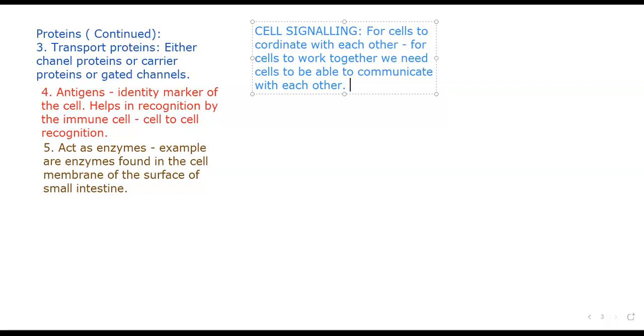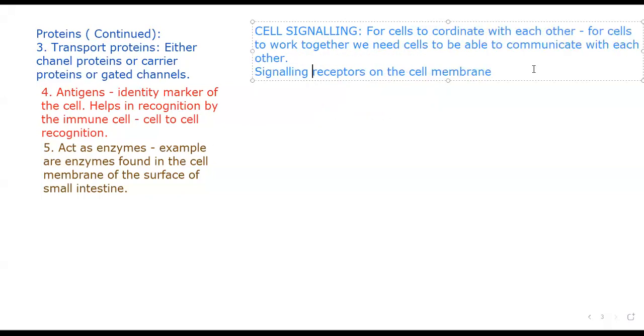Now, for cell signaling to occur, I need two things. I need to have my receptors on the cell membrane, which we discussed, that the glycoproteins and your glycolipids can act as signaling receptors on the cell membrane. After that, I need small signaling molecules that are going to help me in actually carrying out that communication. That small signaling molecule is going to act as a messenger, basically, and pass on the message from one cell to the other.